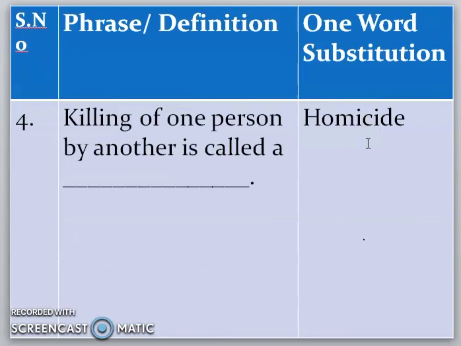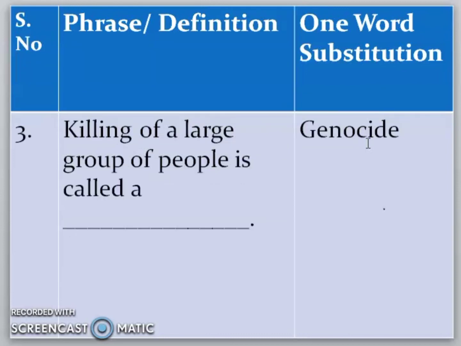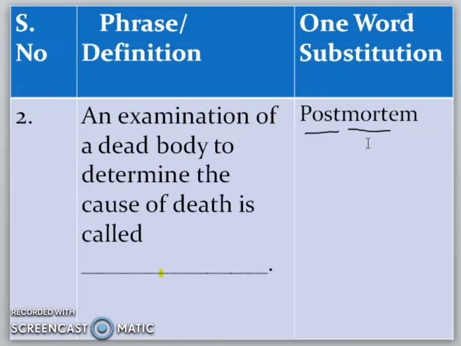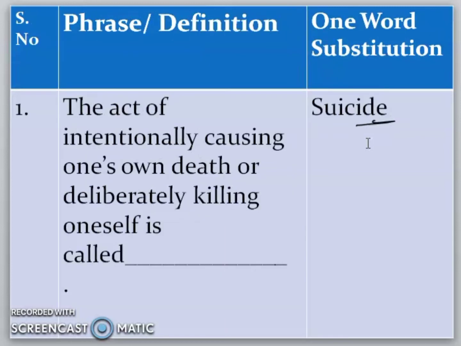Homicide, killing of one person by another. Genocide, killing of a large group of people. Postmortem, the examination of a dead body to determine the cause of death. Suicide, the act of intentionally causing one's own death, or deliberately killing oneself, is called suicide.